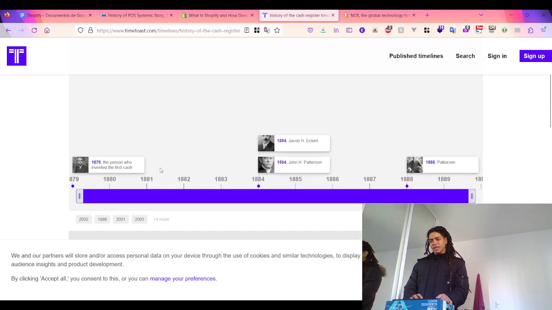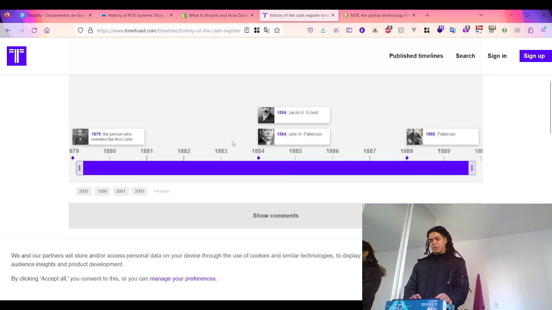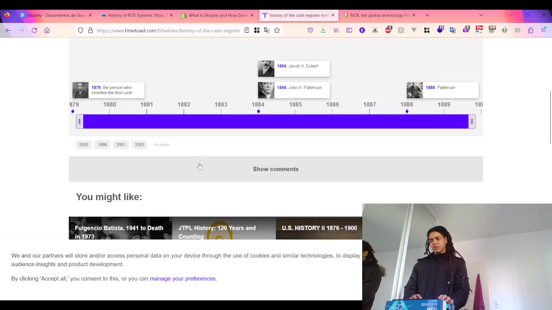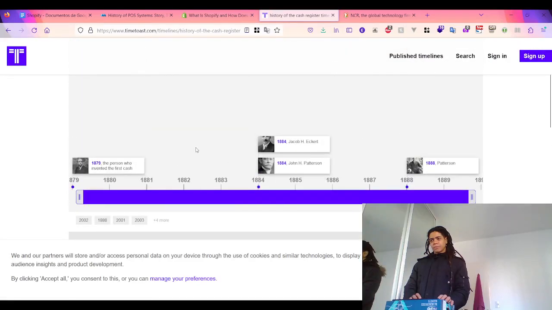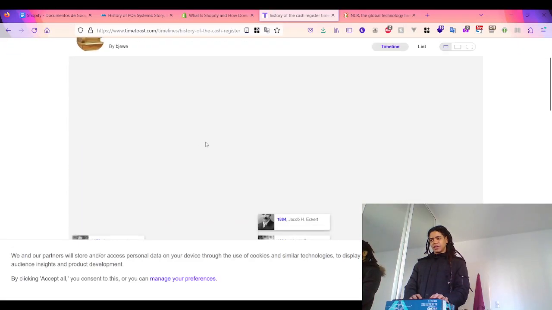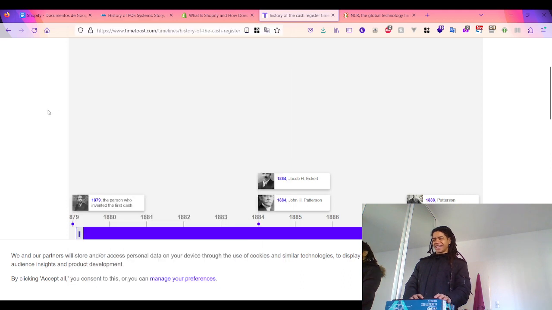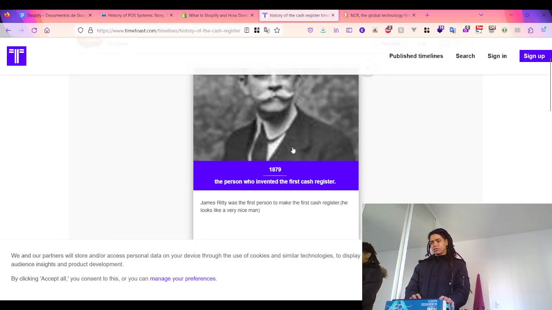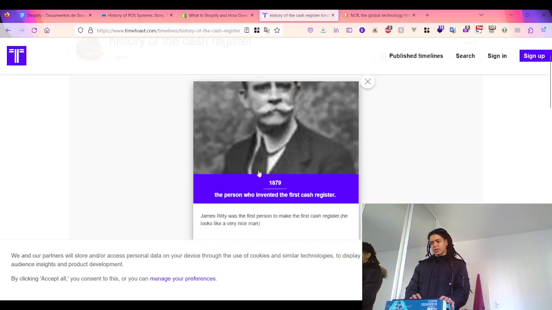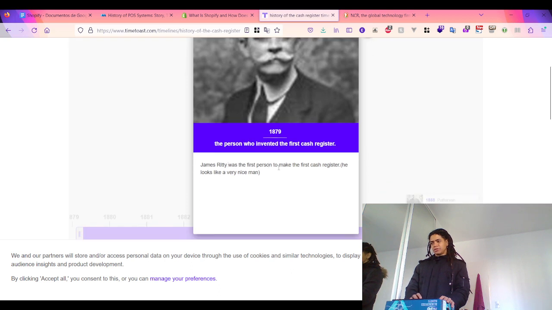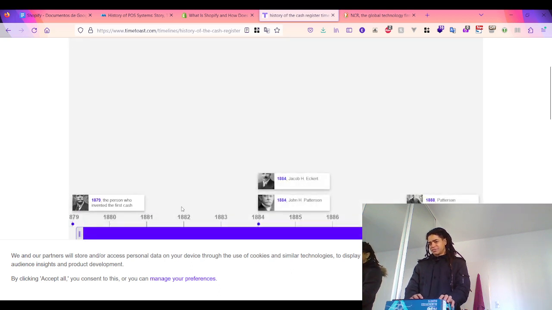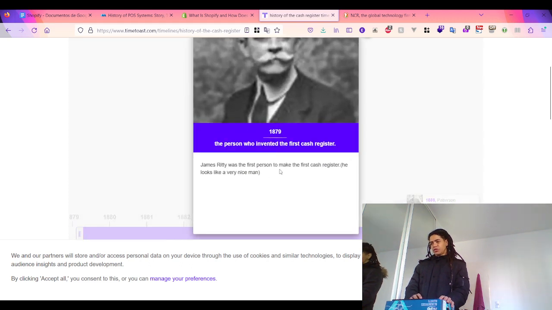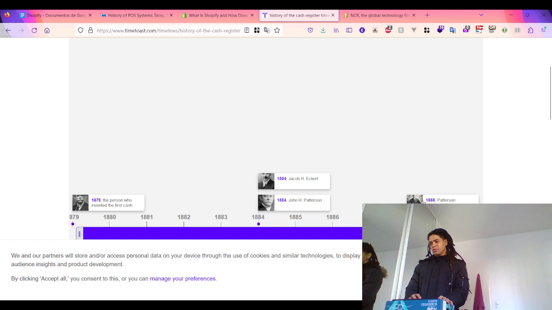Holy hell! History of the cash register. Time Toast, I get why they got the name. I was toast, man, completely toast. I don't know if that is the actual photo from them. James Ritty was the first person to make the first cash register. He looks like a very nice man.